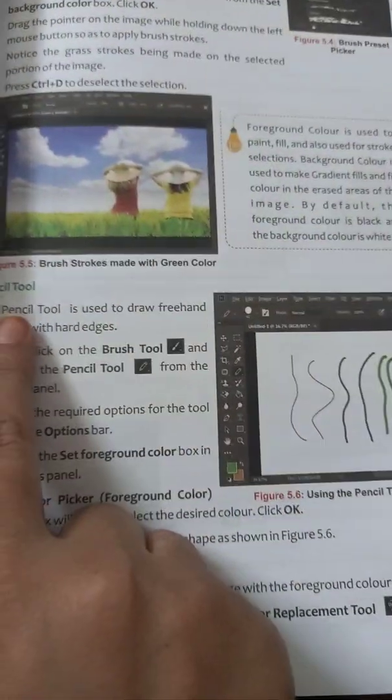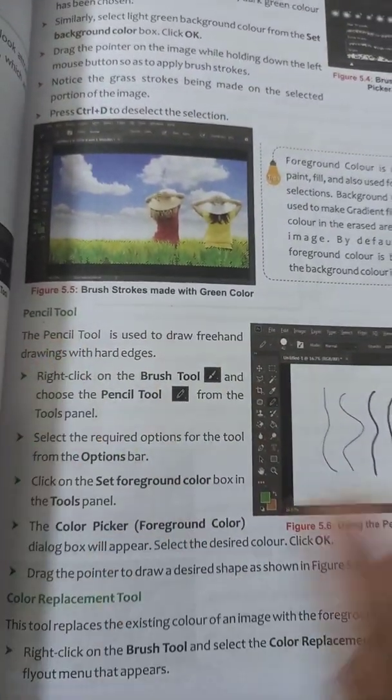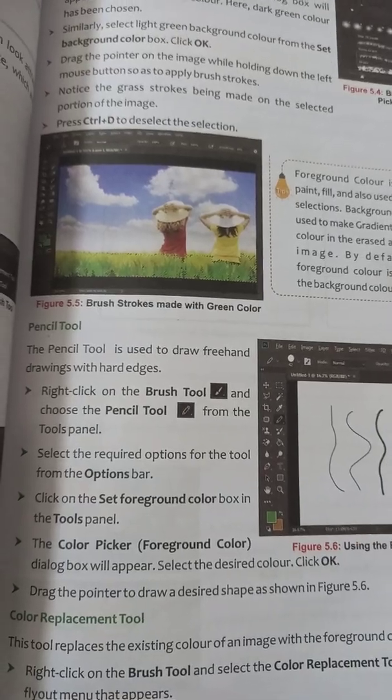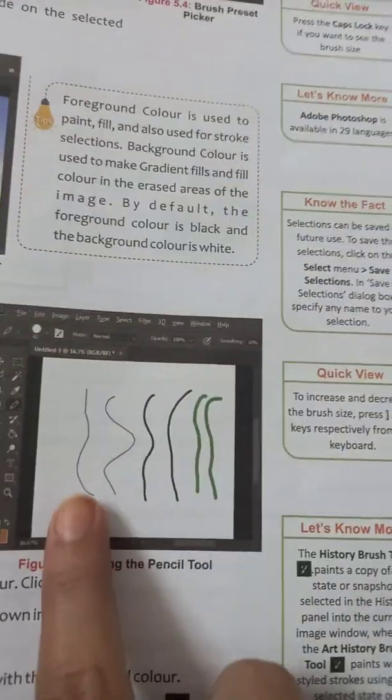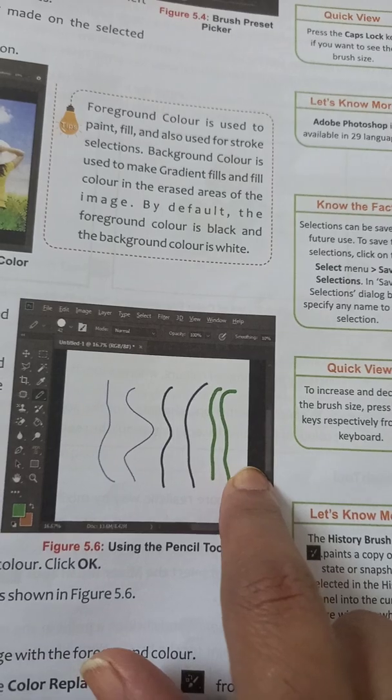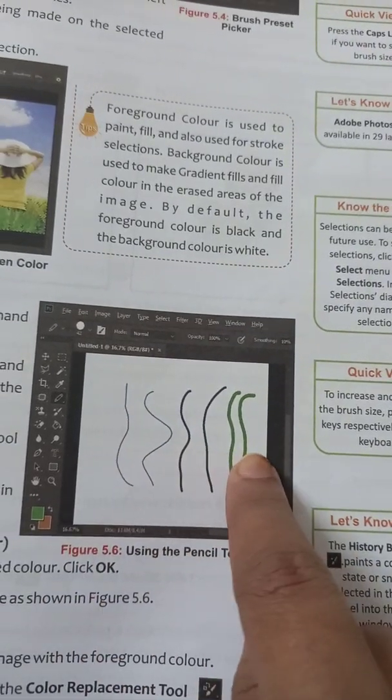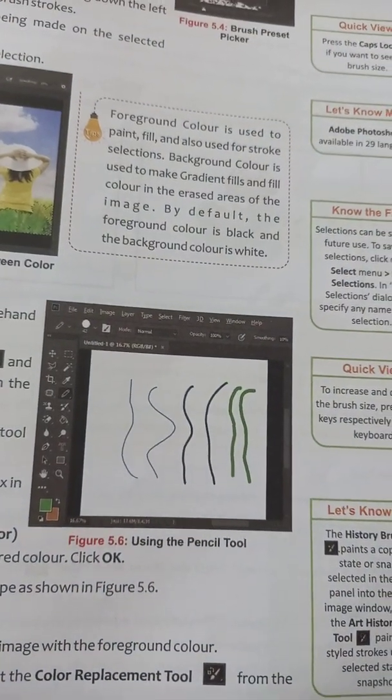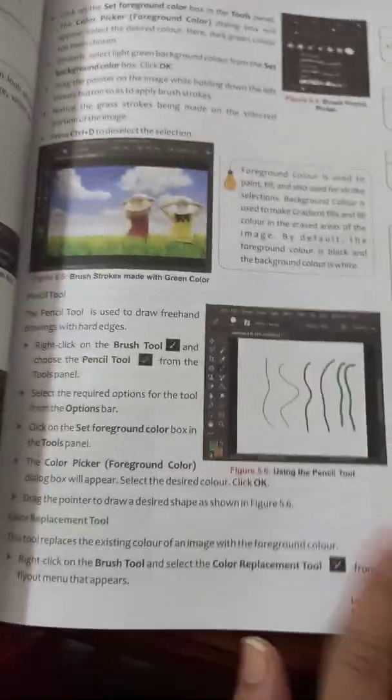Next is the pencil tool. This is a very basic tool that we already use in Paint. With the pencil tool, you can see here the different colors of the pencils and the different thicknesses of the pencils that you can use for any kind of painting in Photoshop.